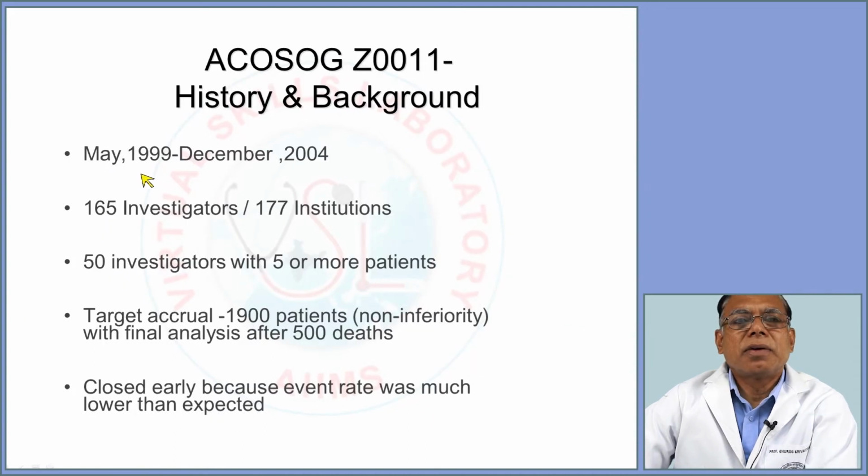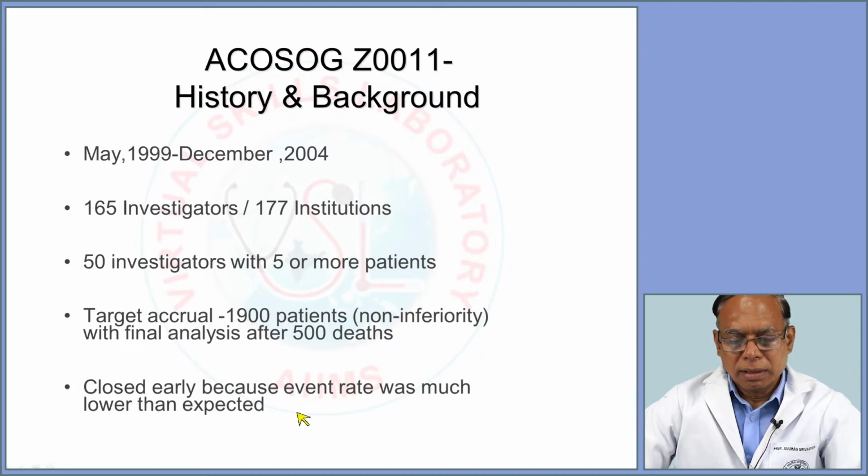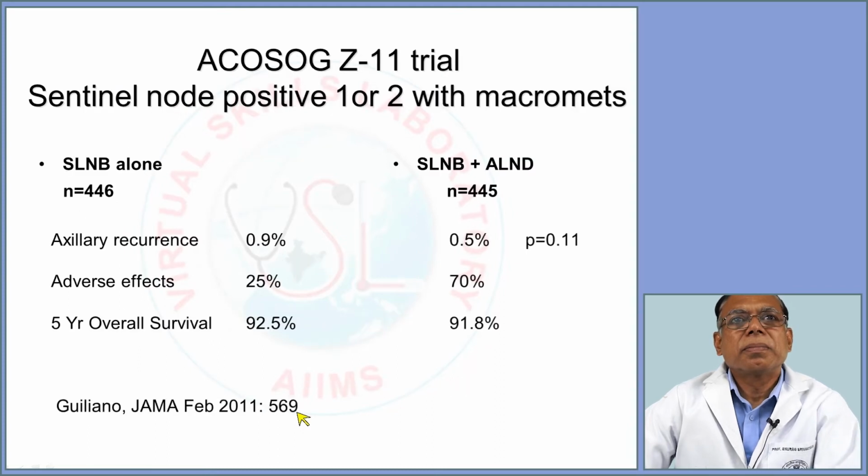So the trial started way back in 1999 and finished recruitment in 2004. 165 investigators from 177 institutions took part in the study, and the target was to accrue 1900 patients, but the trial ended prematurely with only 891 patients, and this is the breakup of the outcome reported by Dr.